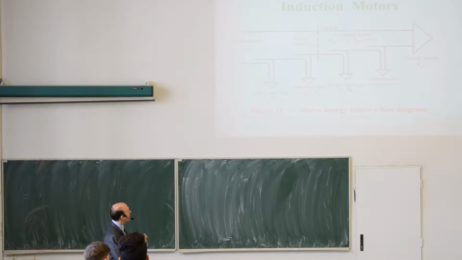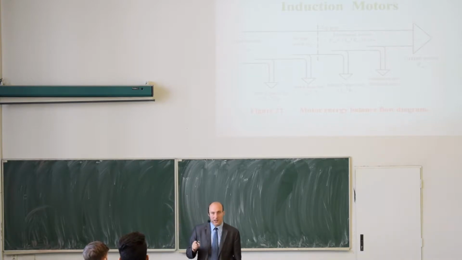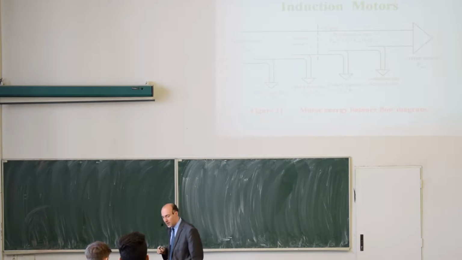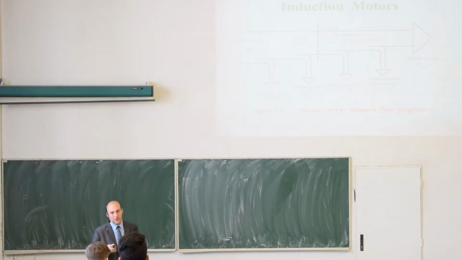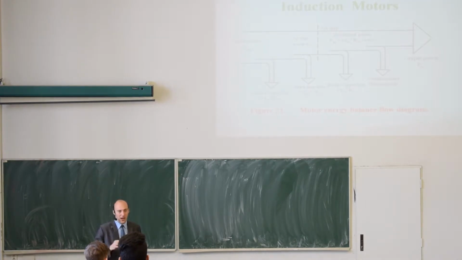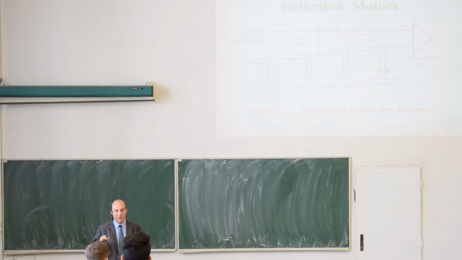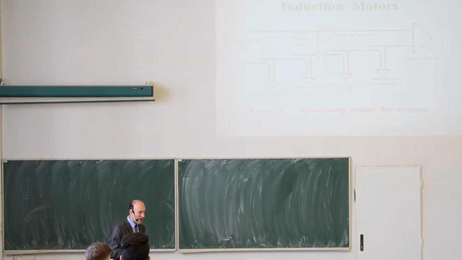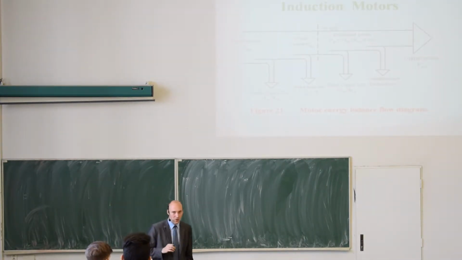This is the power in the air gap, and if we want that power to be high, we need to make a small air gap. So the smaller the air gap, the higher the magnetic flux you can produce, and the better the torque. On the other hand, if you make the air gap too small, you may have mechanical problems. So you can't make a very small air gap, unfortunately.